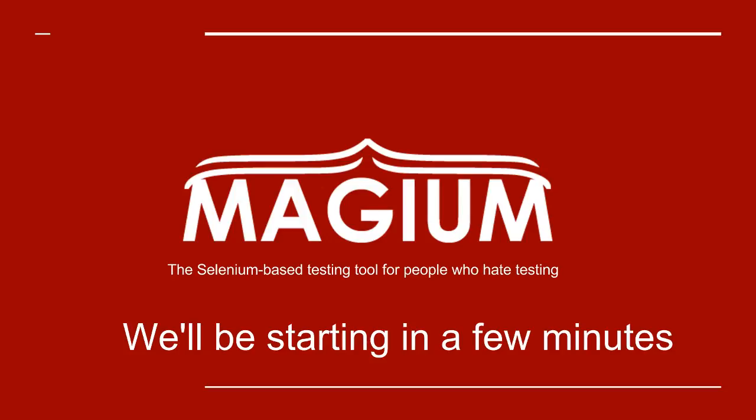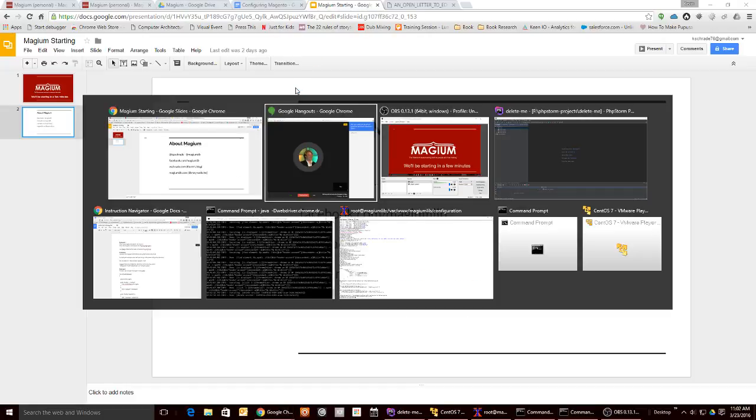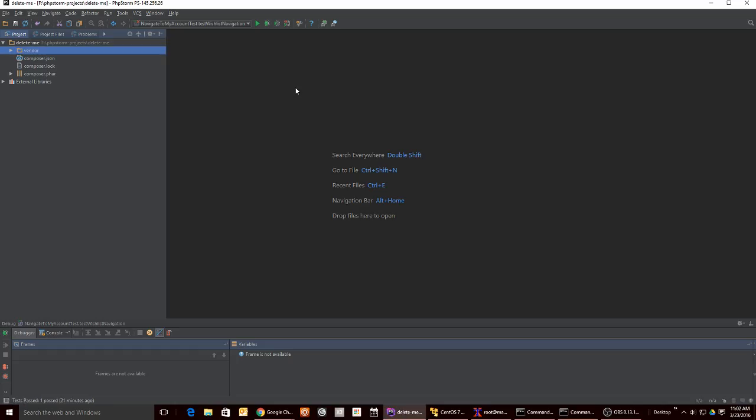What we're going to be doing today is taking a look at how you can use the instruction navigator in Magium to do some fairly complicated navigation functionality in your individual tests. So let's get started. We're going to do a quick 3 different examples here so you can see how you can actually use Magium for this kind of navigation.